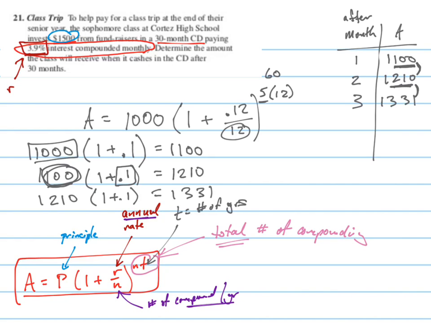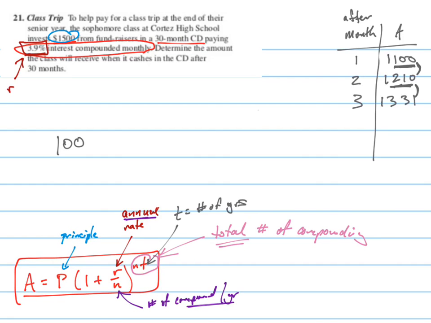So what's happening with this is, the point of compounding interest is you're making interest on your interest, and that's why the amount is higher than if you just compounded it once a year, because you're making interest on your interest. So that's how this formula here works.